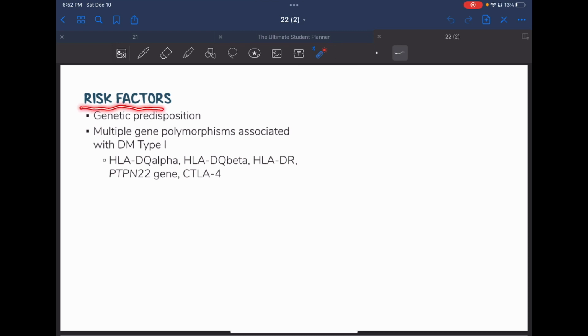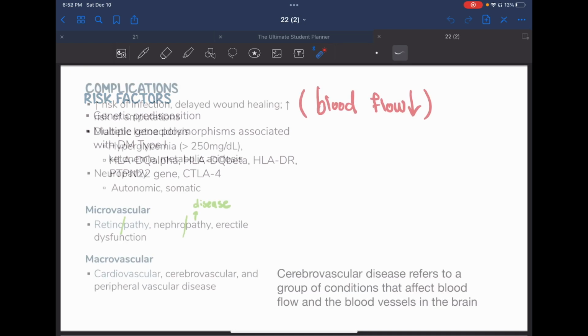The risk factors are genetic actually. Type 1 diabetes is mostly genetic, and you can see different genes involved, with multiple gene polymorphisms. So it's not that important, but if you know it, it's better.